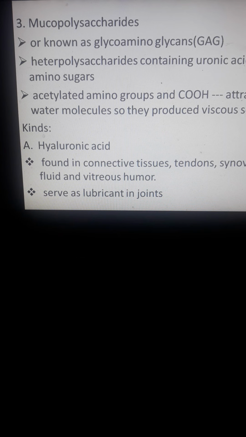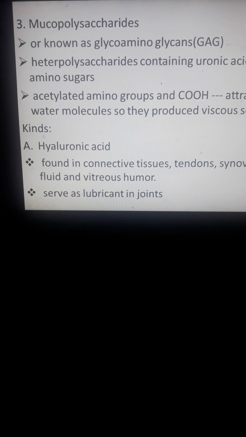To continue our discussions, as a recap of mucopolysaccharides. So, mucopolysaccharides are glycosaminoglycans or the GAGs. Mostly they contain uronic acid, amino sugars and acetylated amino sugars, meaning they underwent acetylation, the addition of an acetyl group, plus the transamination process or addition of an amino group. COOH or carboxylic acid functional group attracts water molecules to produce viscous solutions.